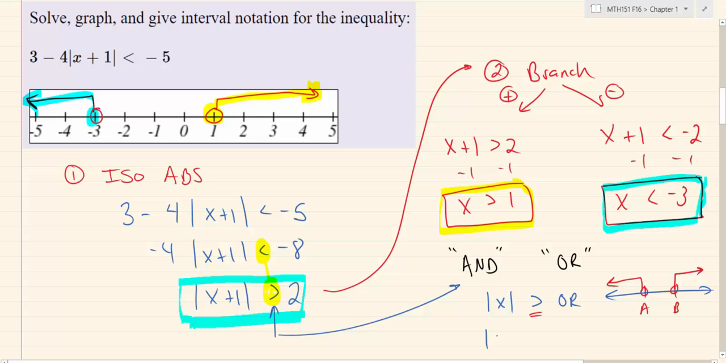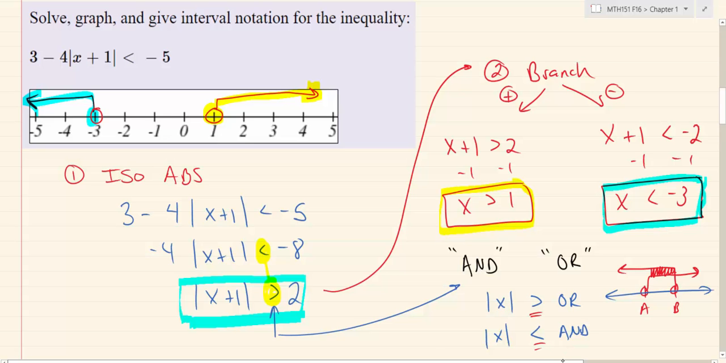On the other hand, if you isolate the absolute value and you have a less than symbol, this is going to be an AND situation. Less than means that instead of the solutions being exterior to the points, they are interior to the points, inside, because the absolute value is less than some number. So if it's greater than, it's an OR solution. If it's less than, it's an AND solution.